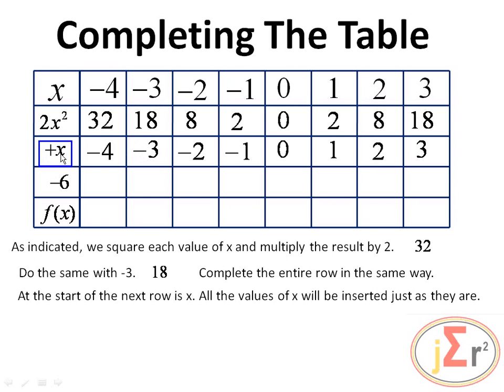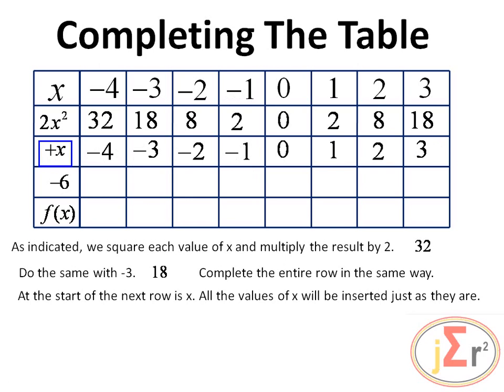Or say this is a 5x. What would we do? We'll say 5 times negative 4 is negative 20, and it goes there. 5 times 2 is 10, will go there. Or we may say 5 times negative 1 is negative 5, and it will go there. So what we have here is dependent on what we have here. Since positive x is just x, we just put the values of x in the table just as they are.